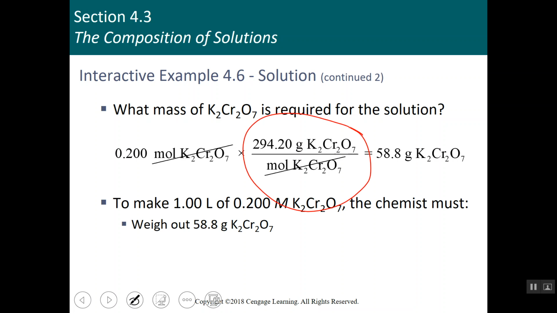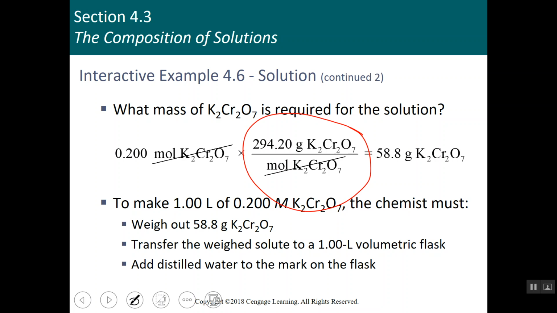So in order to make that 0.2 molar solution of potassium dichromate, we're going to have to first weigh out 58.8 grams of potassium dichromate. We're going to have to put that solute into a 1 liter volumetric flask, and we're going to have to add distilled water to the mark.